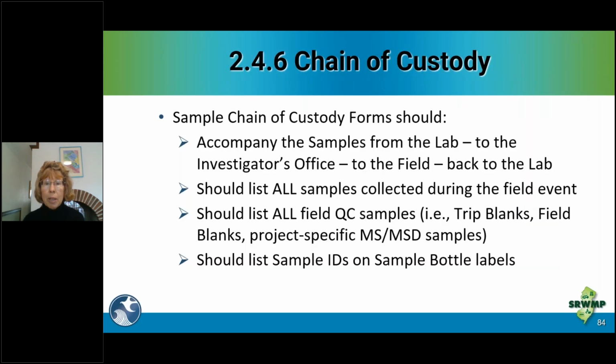Our sixth topic, chain of custody. The chain of custody form should accompany the samples beginning in the laboratory when the order is packed for a specific project, accompany that set of samples to the investigator's office, be taken to the field, and be shipped back to the laboratory. The form itself should list all the samples collected during the field event, including the field QC samples, which will be discussed in the next segment of this program. Chain of custody form should list the sample IDs on the sample bottles that are also listed on the chain of custody form. Next slide.